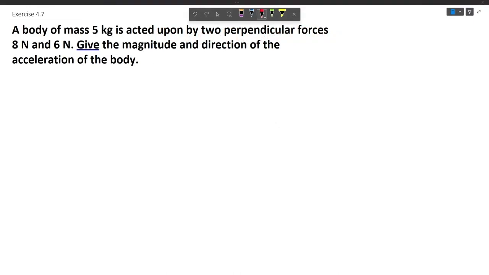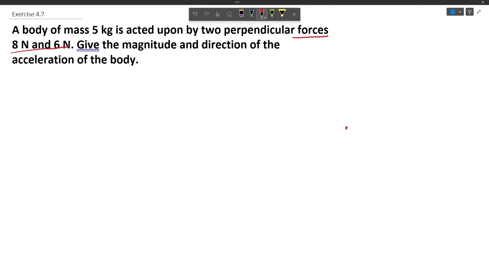The question says that a body of mass 5 kg is acted upon by two perpendicular forces, 8 Newton and 6 Newton. Give the magnitude and direction of the acceleration of the body. Now we know that forces are vectors and they need to be added by the triangle law for vectors, for finding the resultant.